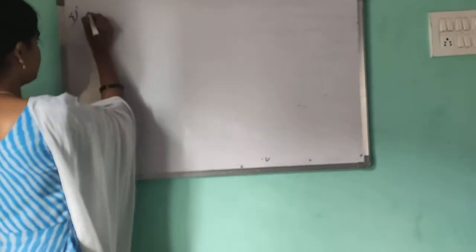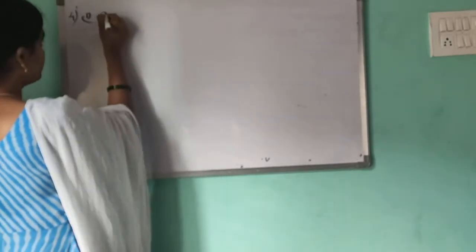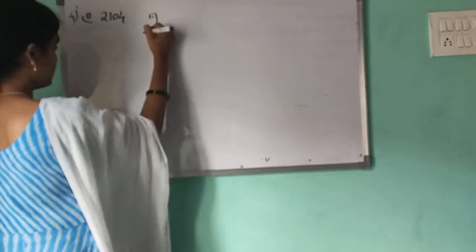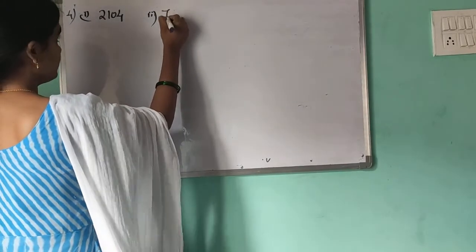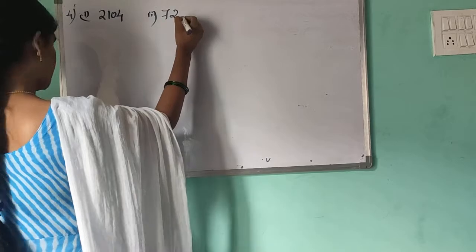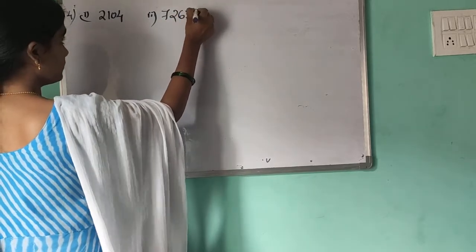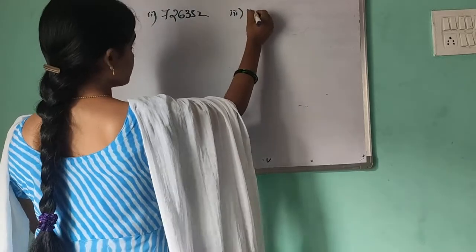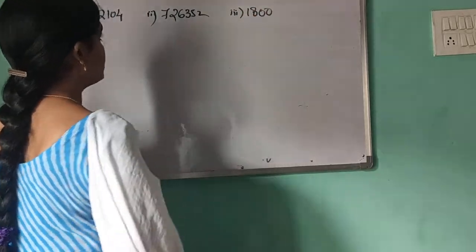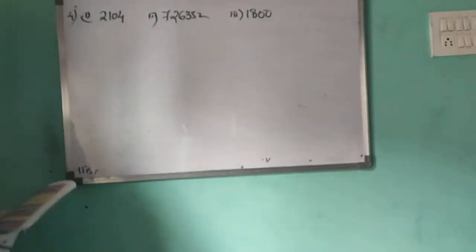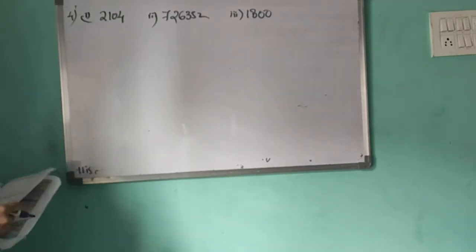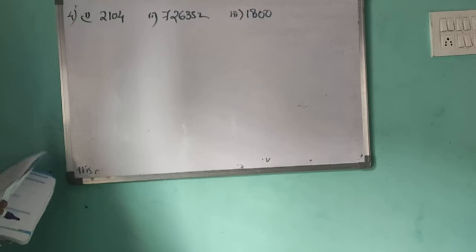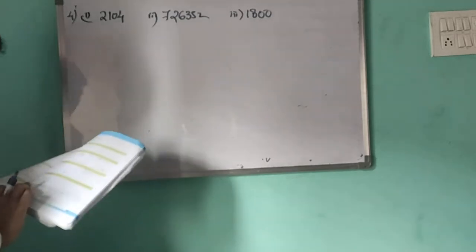Here the first one is 2104. Second one: 726352. Third one: 1800. Wait a minute.